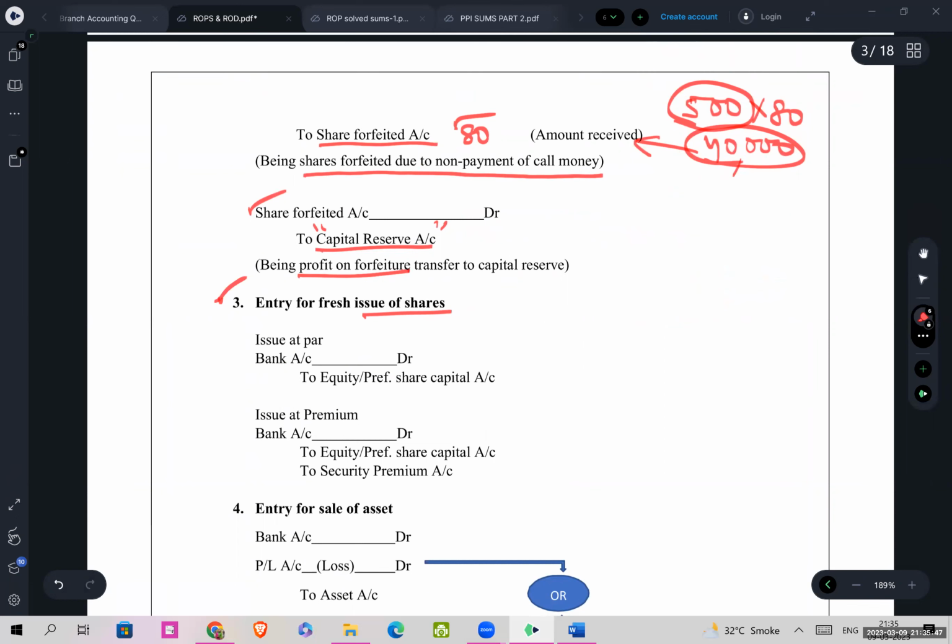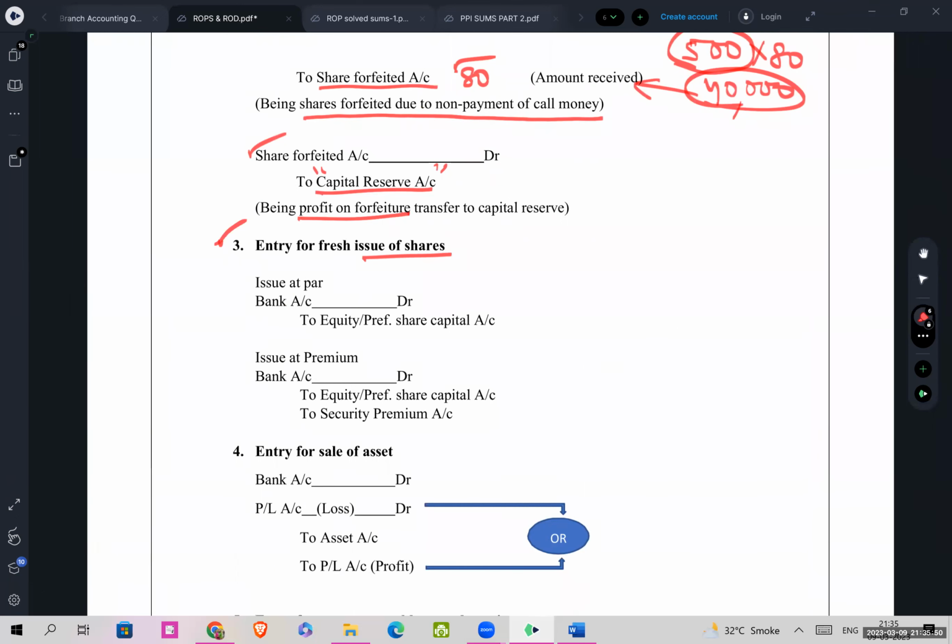So there can be two possibilities. When you're doing fresh issue, you can do fresh issue at par or you can do fresh issue at a premium. Okay. There is no concept of fresh issue at discount. So don't even think about that angle. So it is fresh issue at par or at premium, but at discount is not there in section 55. Okay. So if it is issued at par, it's not a big deal.